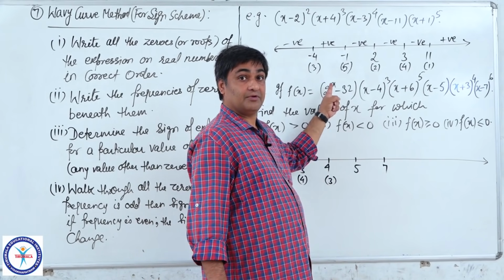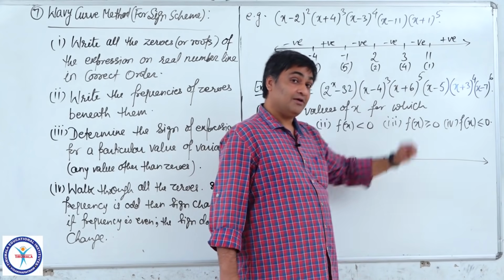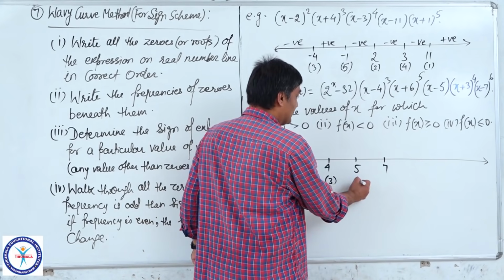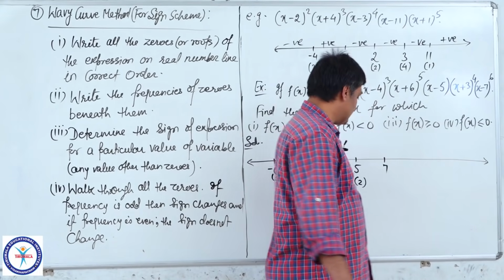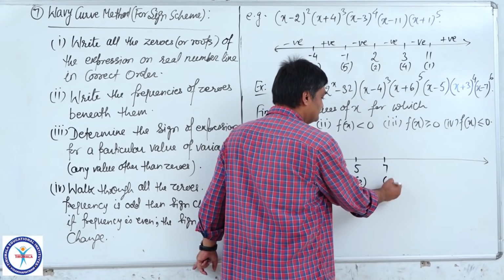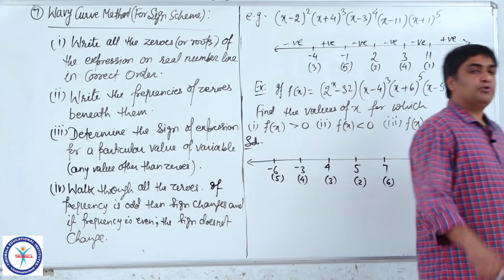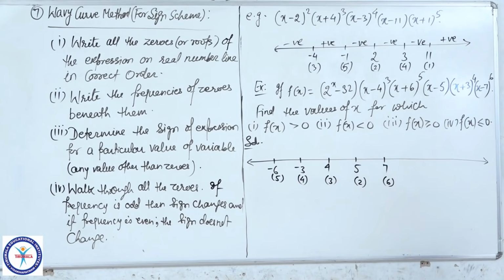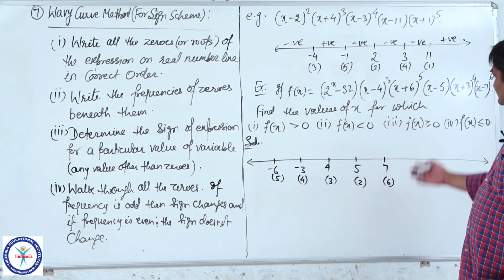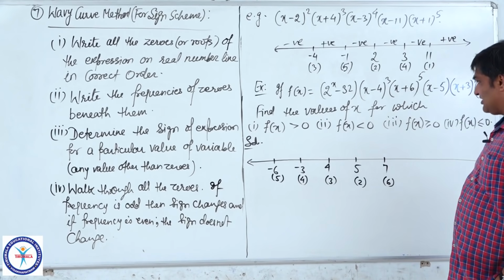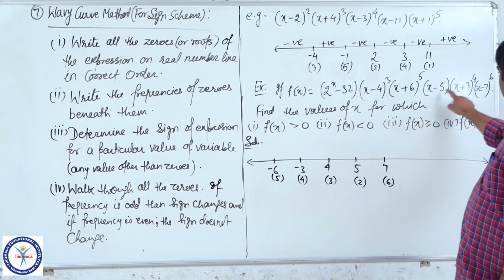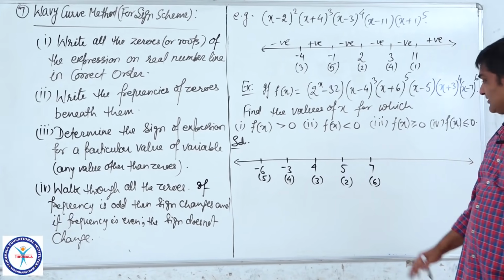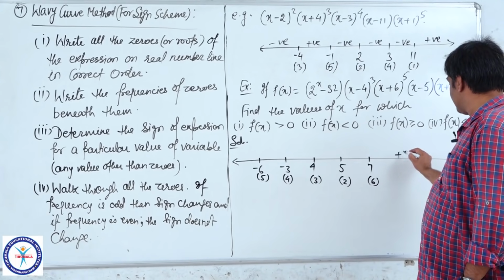2 times, 1 here and 1 here. 2 times and 7, 6 times. Now come to third step: determine the sign at any value. Put x equal to 100, 1000. Clearly this expression will be positive. 100 is this side, positive.